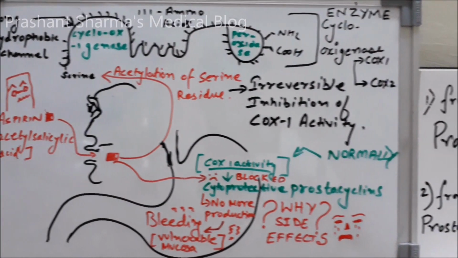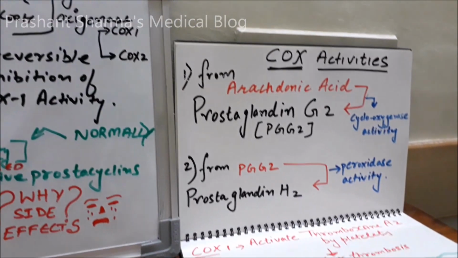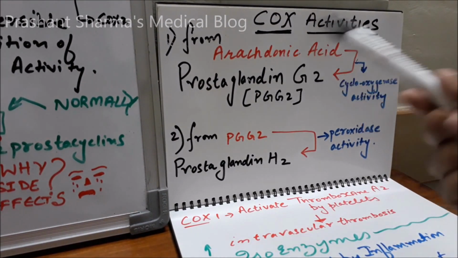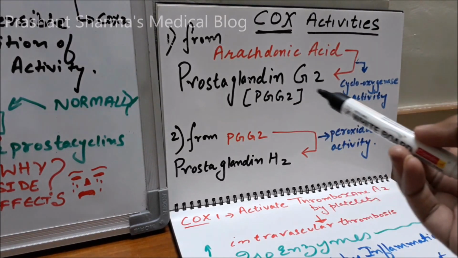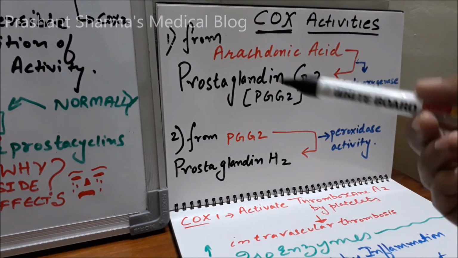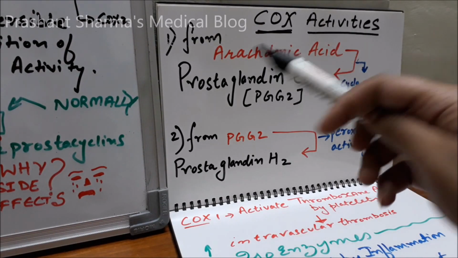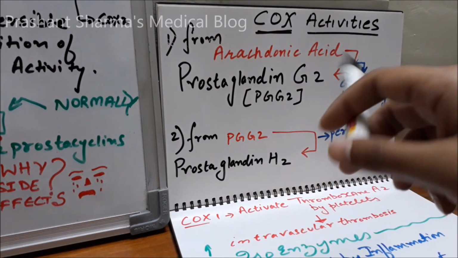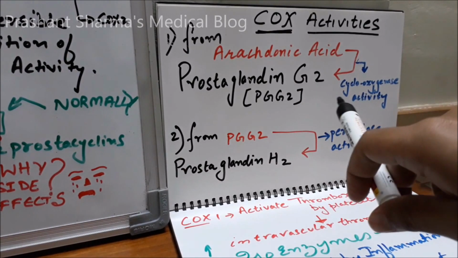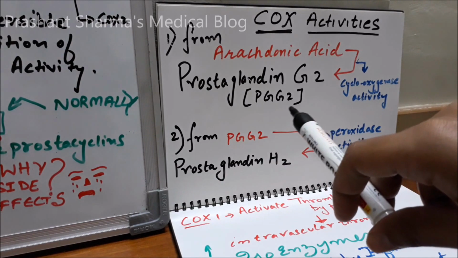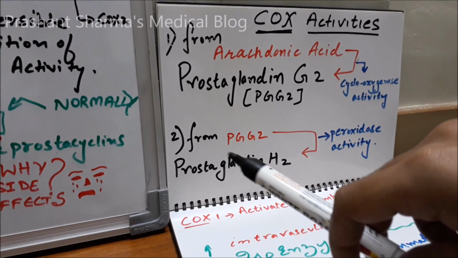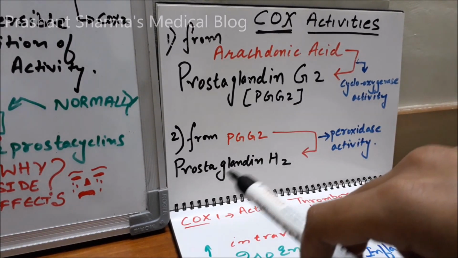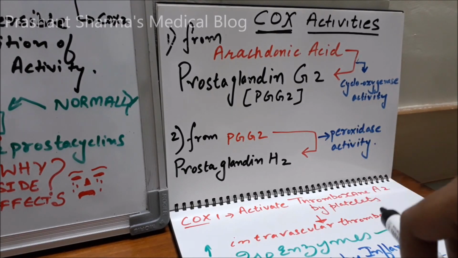Now, just to have a good biochemical approach towards the topic, we'll look at the COX activities, that is cyclooxygenase activities. There are two activities. First is cyclooxygenase, then peroxidase. As I have already shown you both the sites, let's give a brief overview. Arachidonic acid, which is an omega-6 fatty acid, is converted into prostaglandin G2, briefed as PGG2, and that is the cyclooxygenase activity. And in the second pocket of the enzyme, PGG2 is converted to PGH2, which is a more potent form, due to the peroxidase activity.